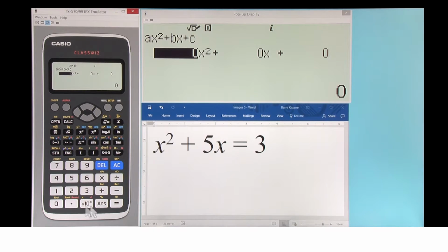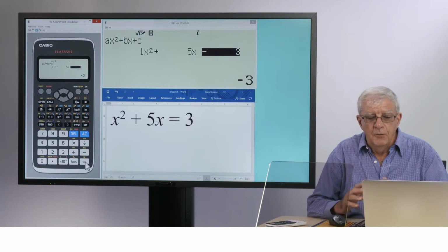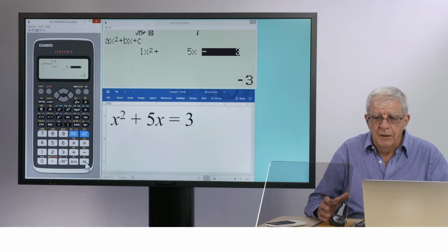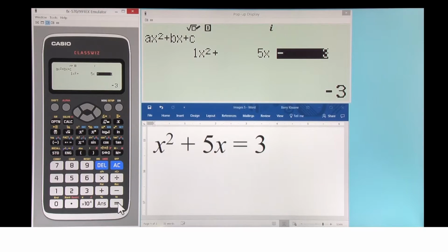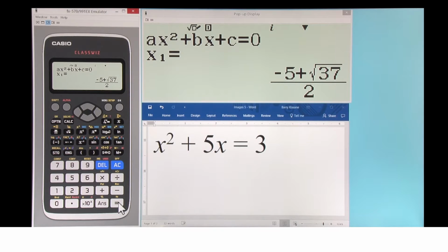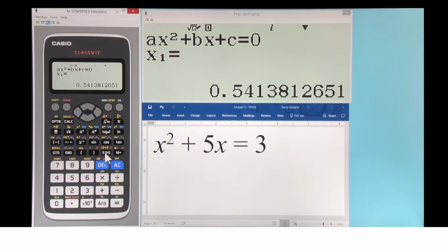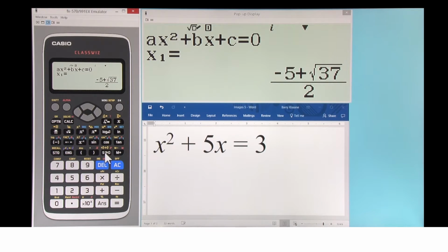So the three values are 1 for A and 5 for B. That's not a problem, but we need to make sure that the value for C is negative 3 because that's the form in which ClassWiz expects the results. So once we've entered the equation in the correct way, tap equals to get a solution. There's one of the solutions, and if you wanted a decimal approximation, the S to D key will give a decimal version of that, although that's the exact solution, and then tap equals to obtain the other solution.